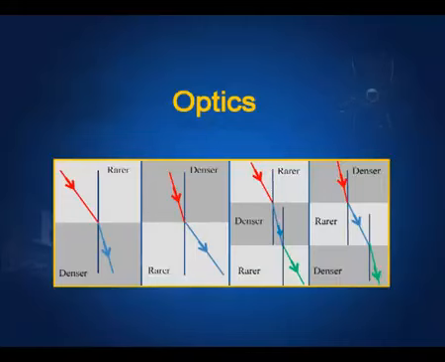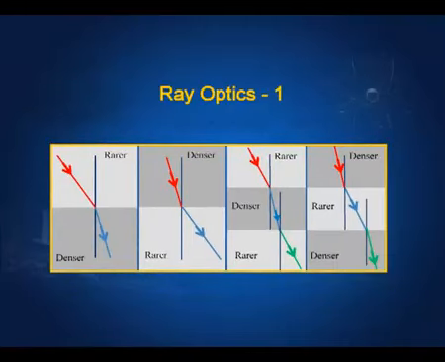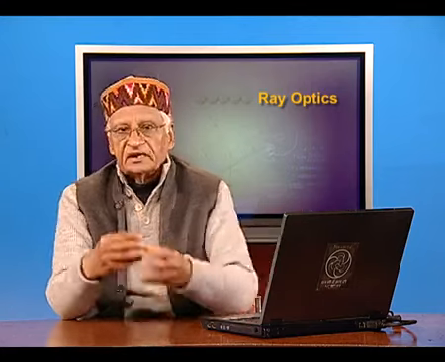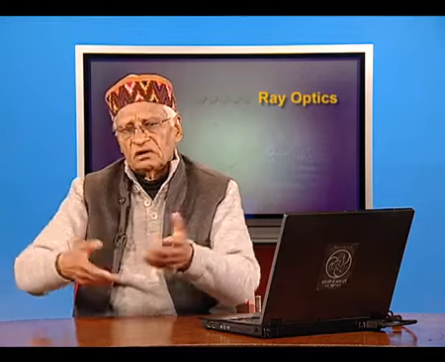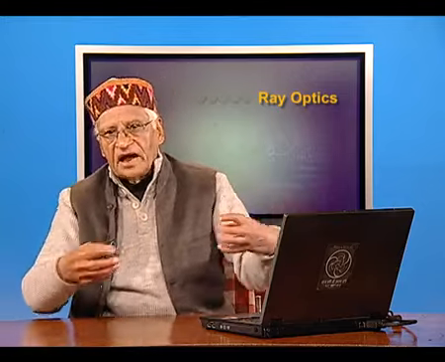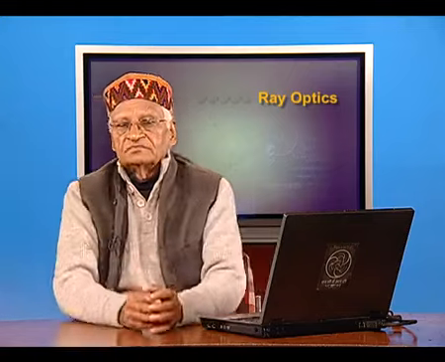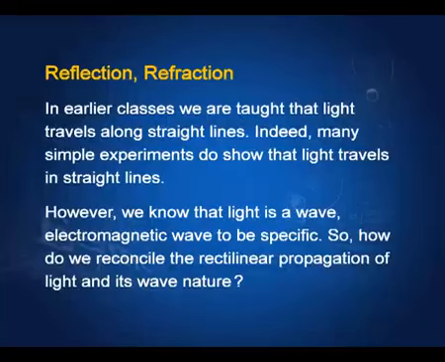In this lecture, we are going to start a new topic, optics, and the first part of optics is ray optics. But what is this ray optics? We shall see. In earlier classes, we are taught that light travels along straight lines. You must have done those experiments. You have 2 or 3 cards and there are holes at the same height from the bench or from some surface, and you shine a light from this side and see from the other. You must have done those experiments showing that light travels along straight lines. Indeed, many simple experiments do show that light travels along straight lines.